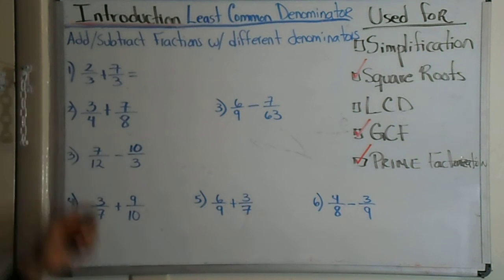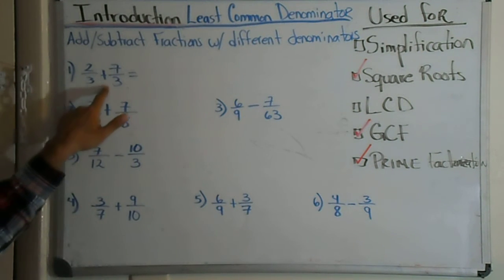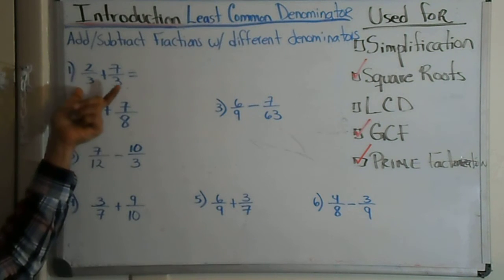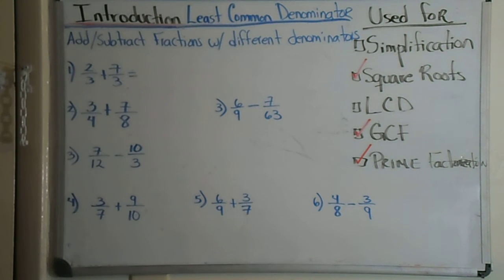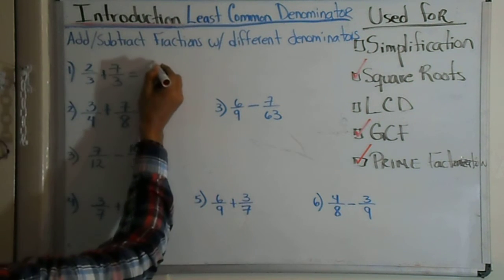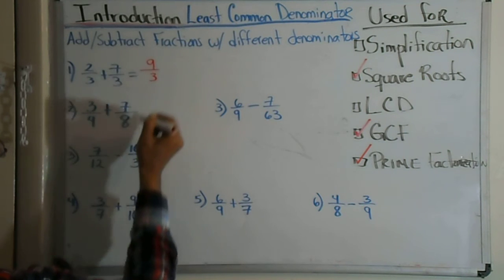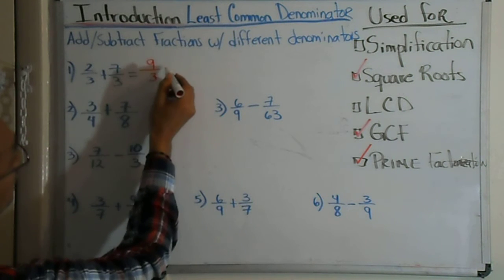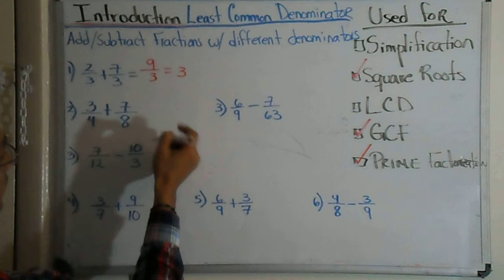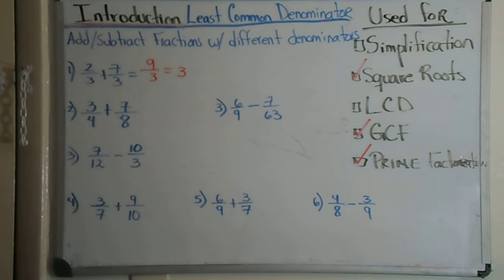So for example, when you have 2 over 3 plus 7 over 3, notice that the denominators are the same, therefore you just add the top and keep the denominator number the same. So 2 plus 7 is 9 over 3, right? And then here you simplify this so it becomes just a 3. 9 divided by 3 is 3.